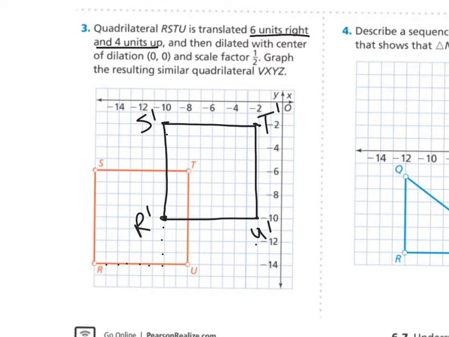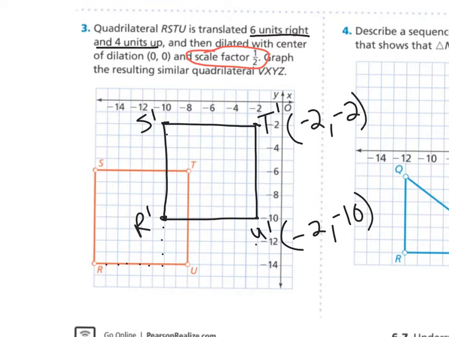And then the next thing is we're going to do a scale factor of 1/2. Well, scale factor 1/2, that's doing a dilation. Remember, dilation can make something bigger or smaller. In this case, scale factor of 1/2 is going to make it smaller. It's going to make it half as big as what it was before. So for this, probably the easiest way would be, let's go ahead and list what our coordinates are for these points.